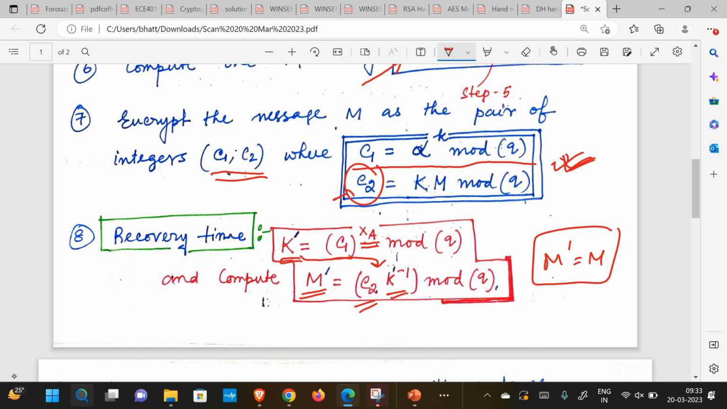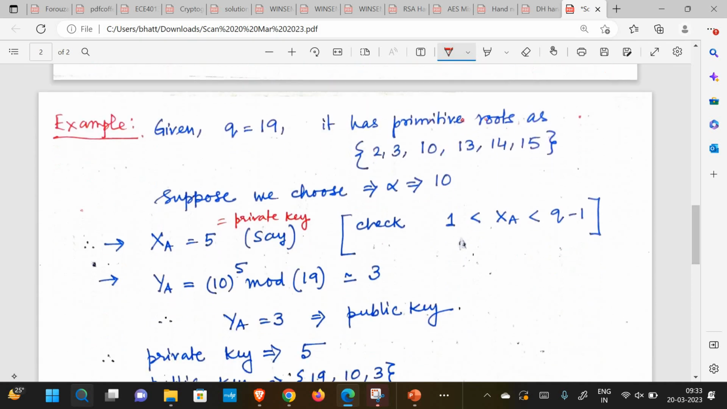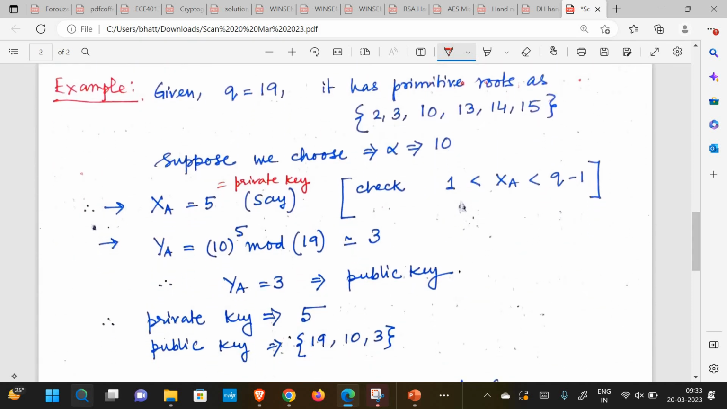Let's take an example to understand that. Suppose this is the question where Q is given as 19. Naturally, you can imagine if Q is much bigger, the solution will be much longer as well as more complex. So we are not going into that. So suppose Q is equal to 19. Now, these are the primitive roots which are possible for 19. But we can choose any primitive root in between. So, for example, in this particular case, we have chosen alpha equal to 10.